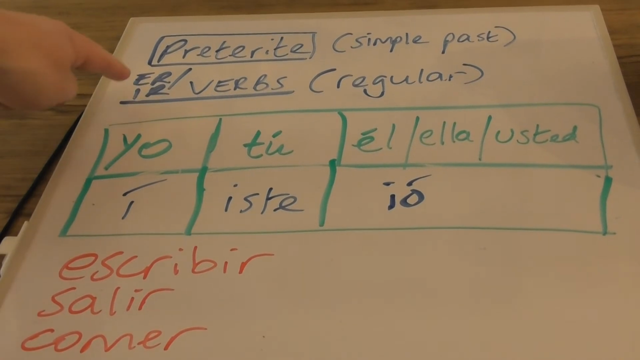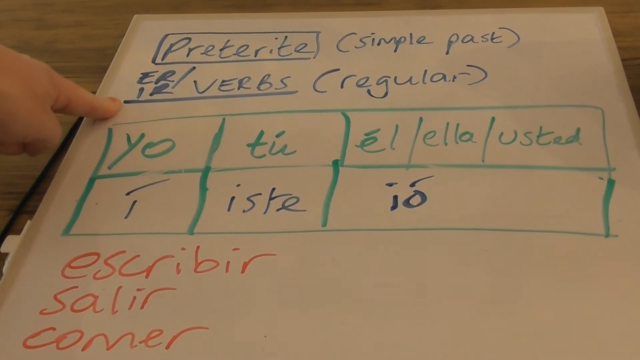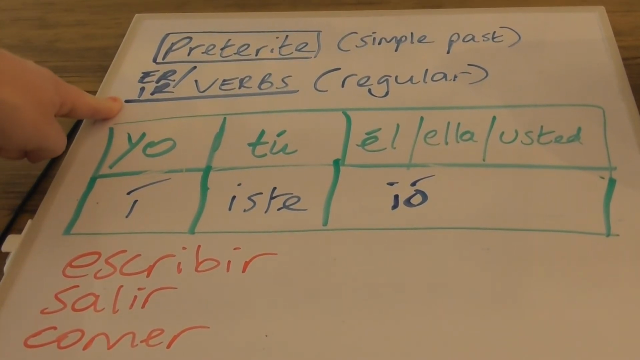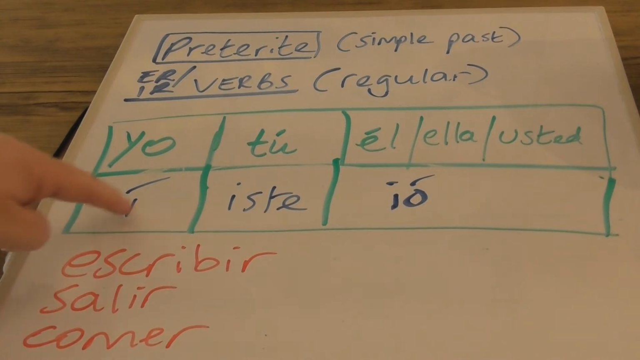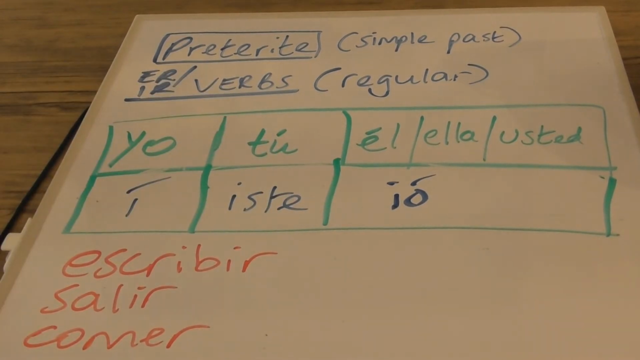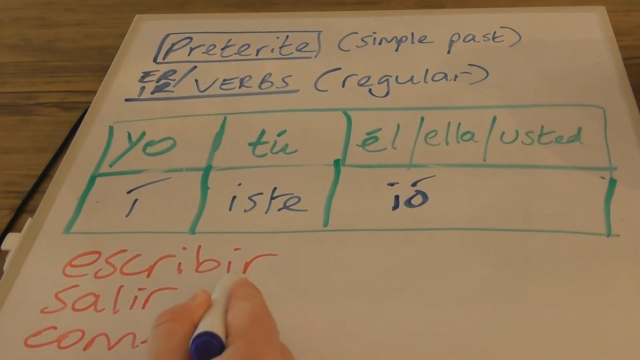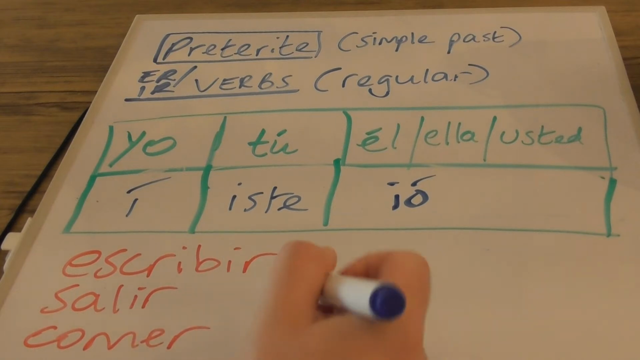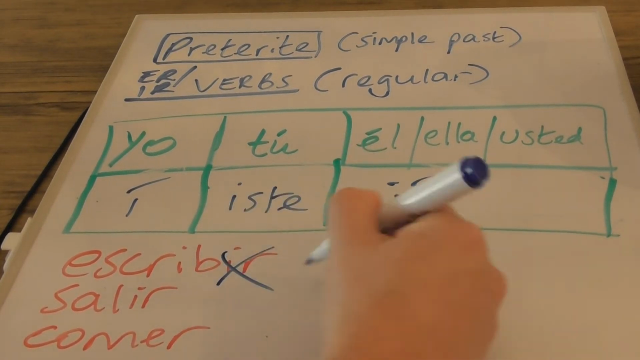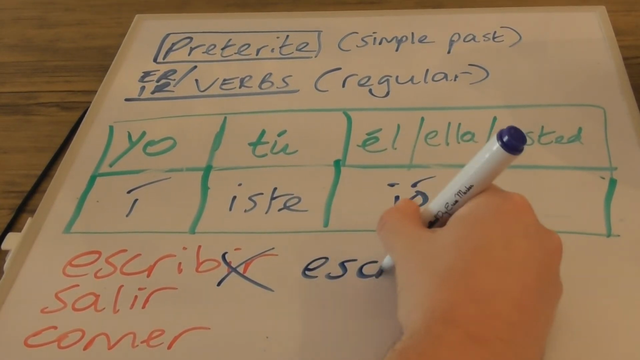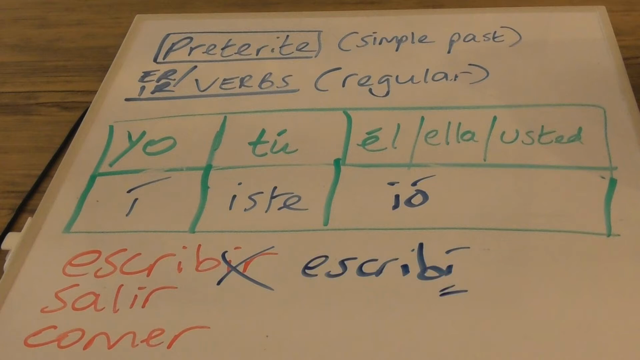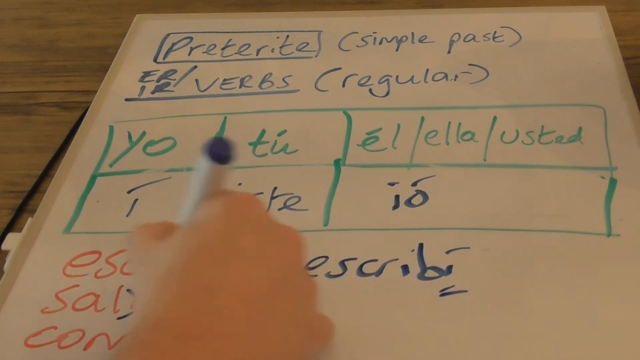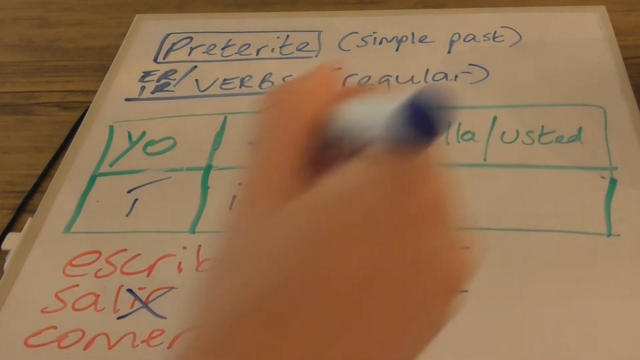What about ER and IR verbs in Spanish? Well, it's exactly the same process in order to conjugate the verbs. It's just that the endings are slightly different. So, escribir, to write, that's an IR verb. If I were to say I wrote, I would take away the IR, escribí. I went out, take away the IR, salí.